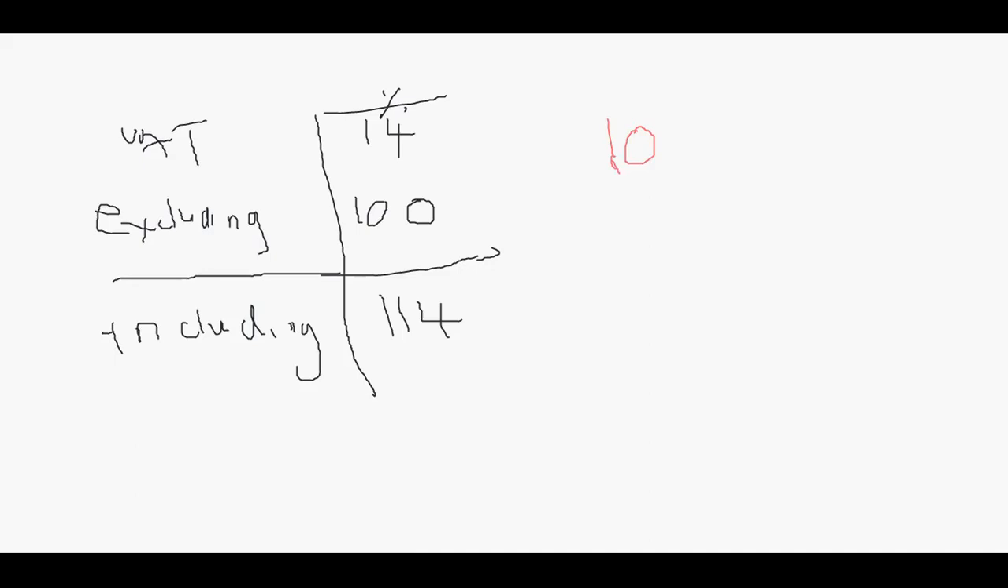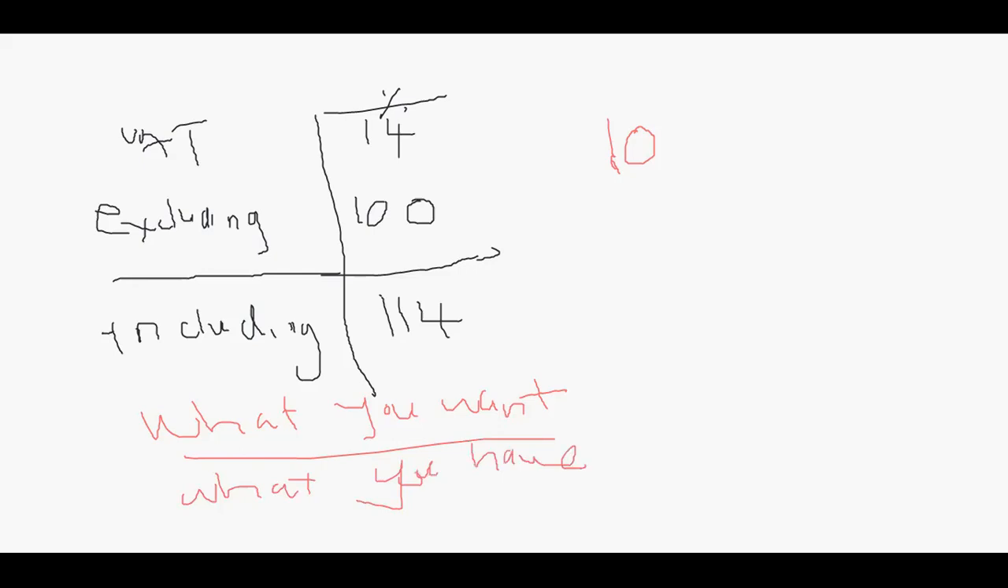So how it works, VAT is like this. It's always going to be a number that you have, a number that's basically given to you, times what you want over what you have. So it works like this.